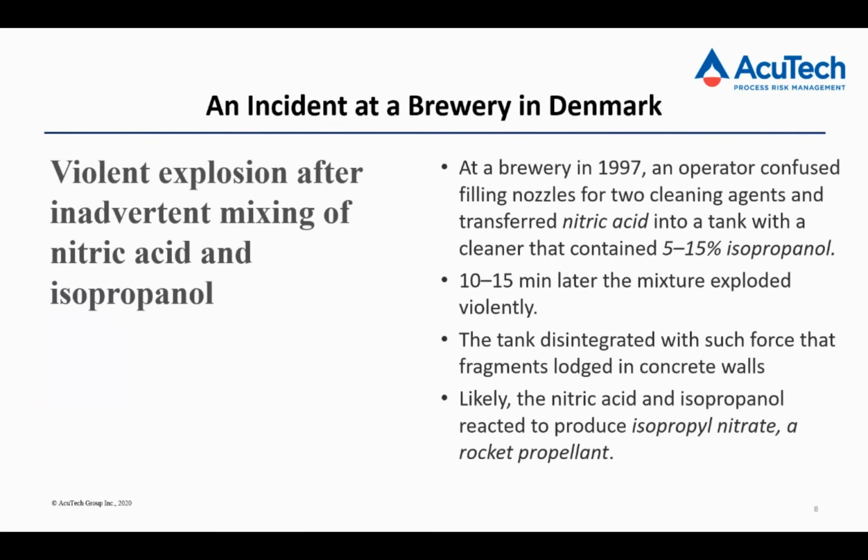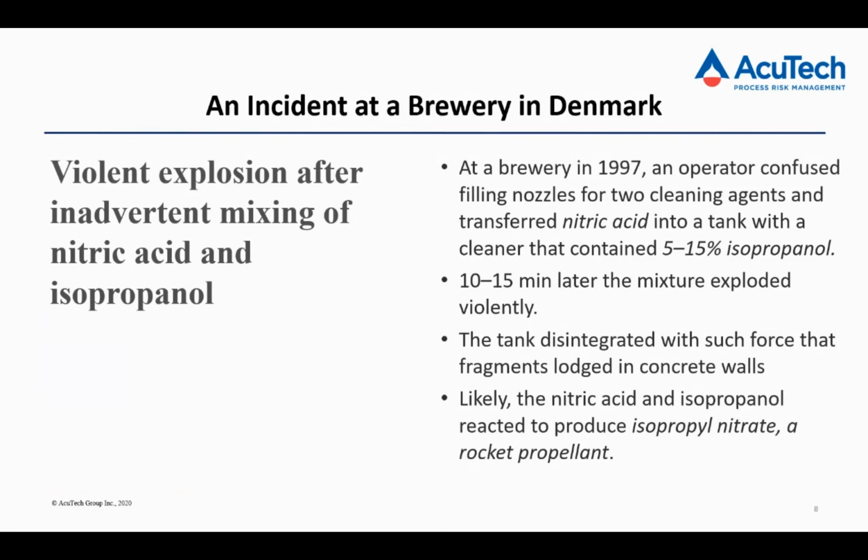Another event was at a brewery in Denmark back in 1997. Here, an operator confused mixing nozzles, and he added nitric acid into a vessel that contained a cleaner that had 5 to 15% isopropanol in it. It's likely that this inadvertent mixing produced isopropyl nitrate, which is a rocket propellant. The tank disintegrated, and fragments lodged in concrete walls. So again, quite a violent inadvertent mixing event.